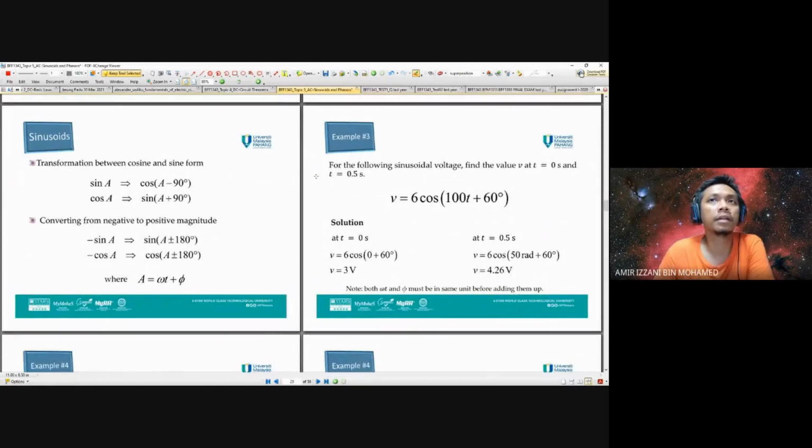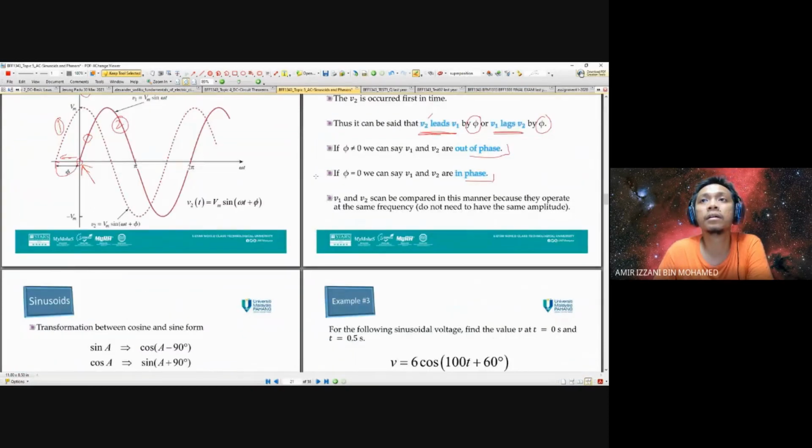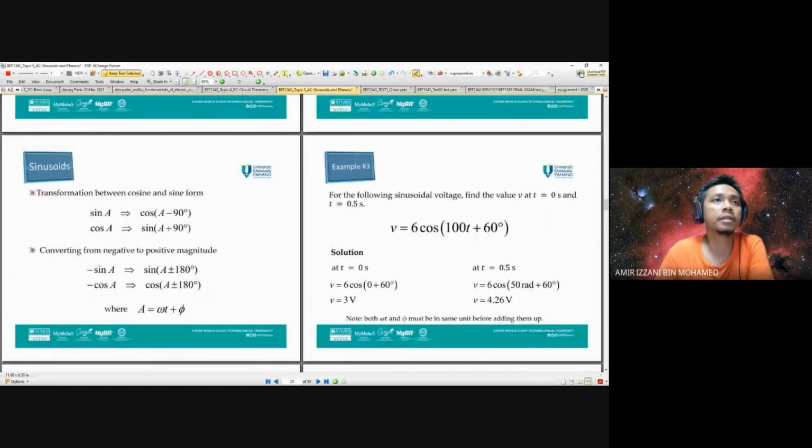Okay, then the comparison, the transformation between cosine and sine form. Sine A we can transform into cosine A minus 90. Cosine A can be transformed into sine A plus 90 degree. I hope you can imagine what is cosine and what is sine wave.